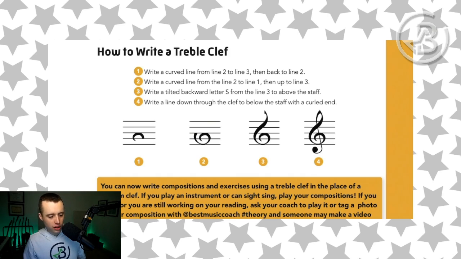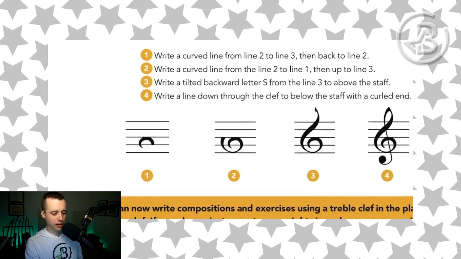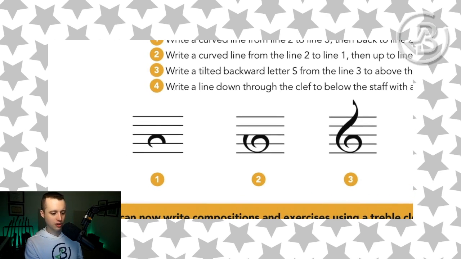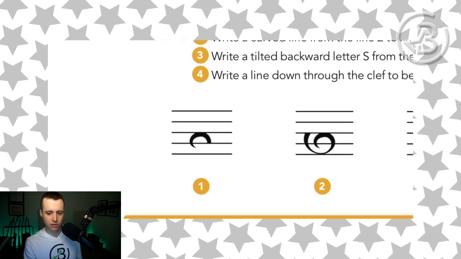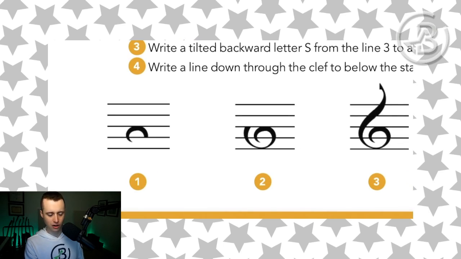So step number 1 is you're going to write a curved line from line 2 to line 3, then back to line 2 of the staff. Step number 2 is you're going to write a curved line from line 2 to line 1, around up to line 3.